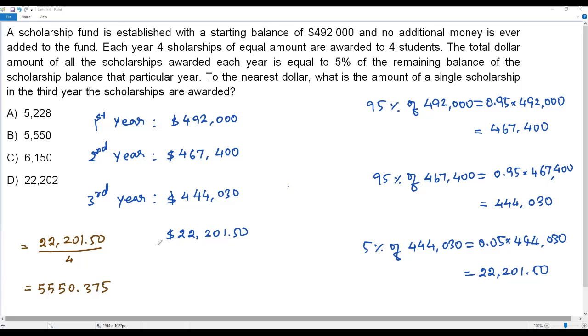Then I'm getting 5,550.375. According to the question, we have to find the answer to the nearest dollar. So it has to be rounded to the nearest dollar. Then I'm getting $5,550. Okay, so we find this 5,550 in option B. So the correct answer choice for this question is option B.